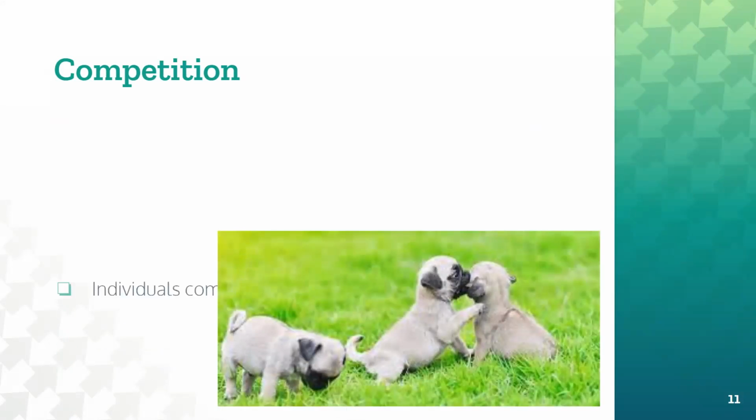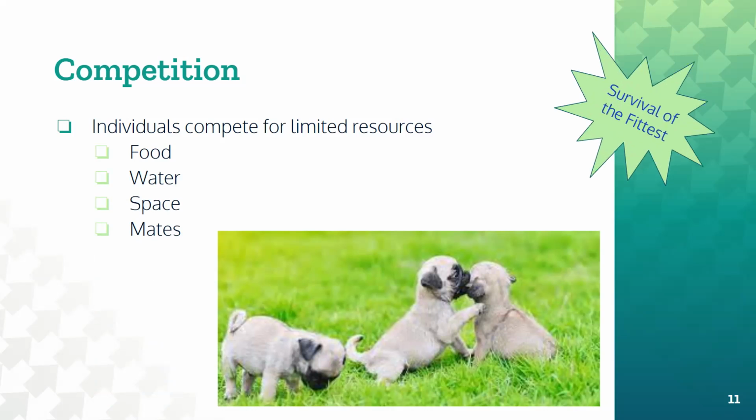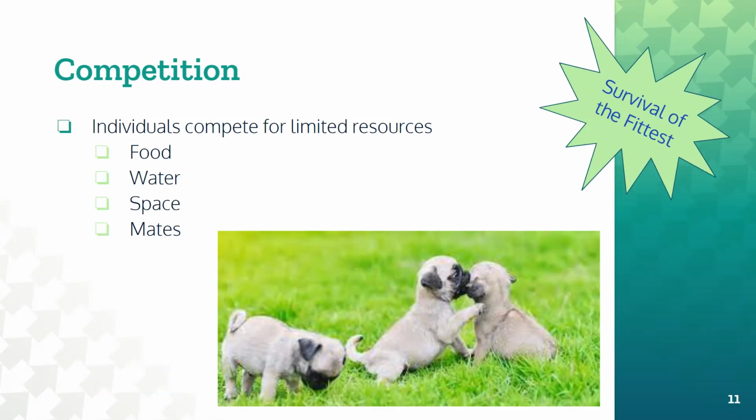Competition. Competition is where individuals need to compete for the limited amount of resources in their environment. These resources include food, water, space, and mates. This is where survival of the fittest shows the most. Some individuals with the best traits for survival and to reach resources first are the ones more likely to survive. And now on to the final step, and that is selection.